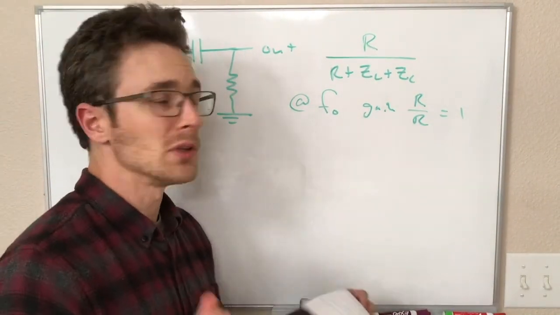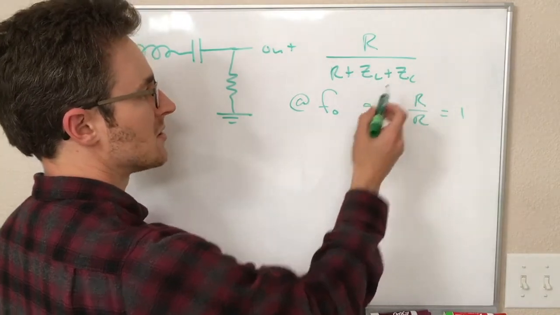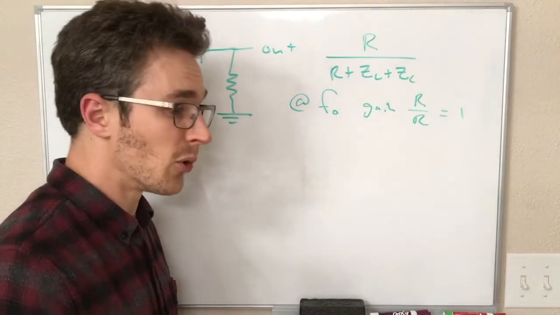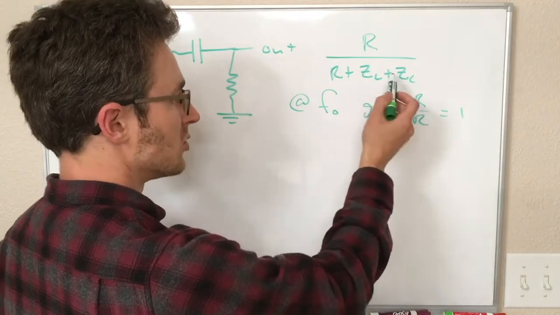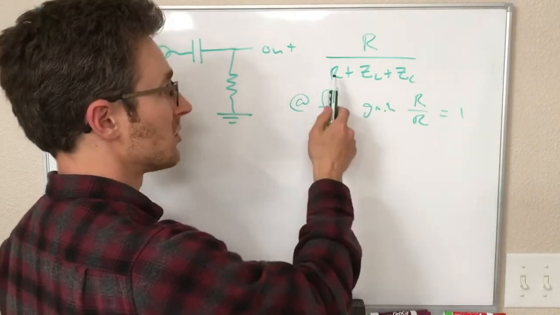If we are above or below that frequency, one of these is going to be bigger than the other, and if we are far enough away from that resonant frequency, one of these is going to be much larger than the other, and much larger than R.